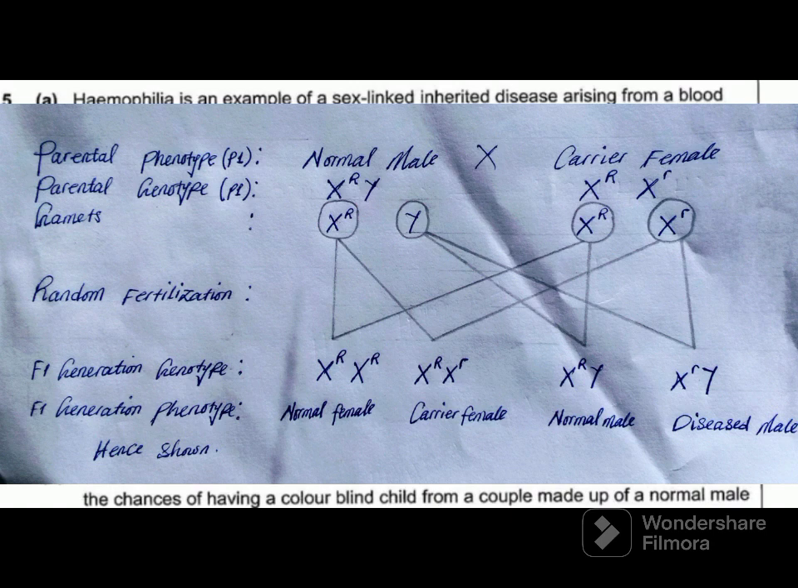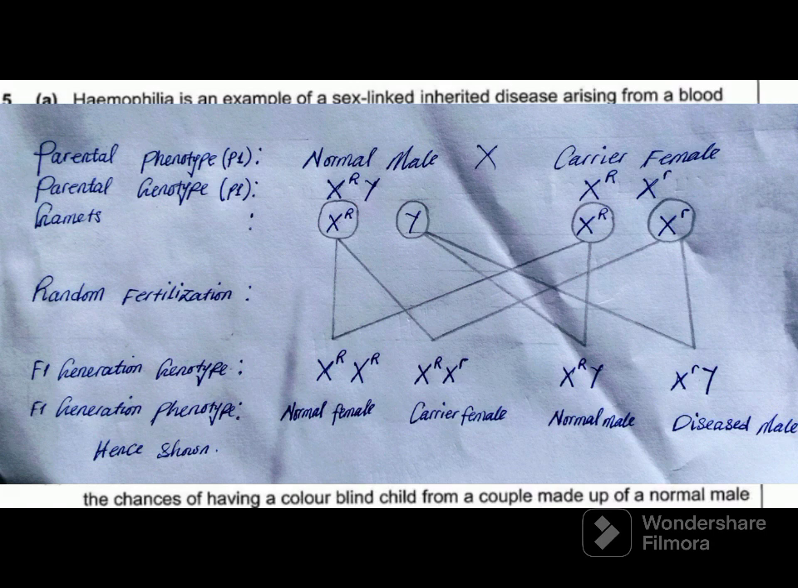Okay, I know it is different in some books, but not that much different. So you first will begin by writing the parental phenotype. Phenotype is the observable feature or appearance of the organism. You just describe how that organism is looking like.